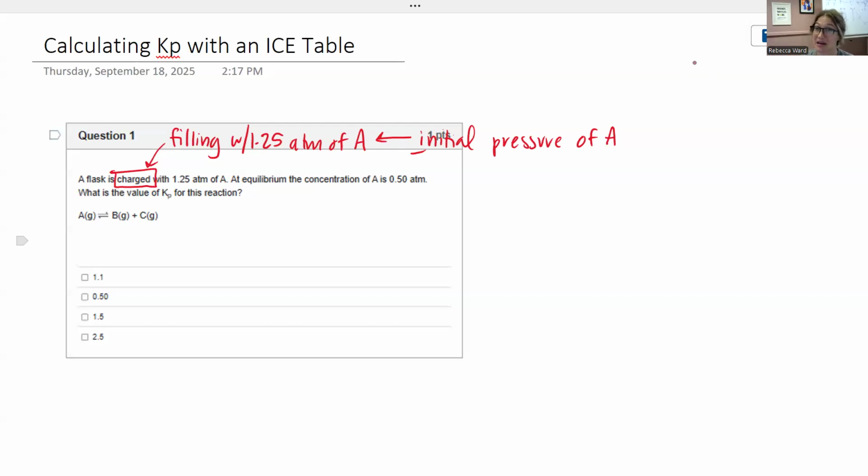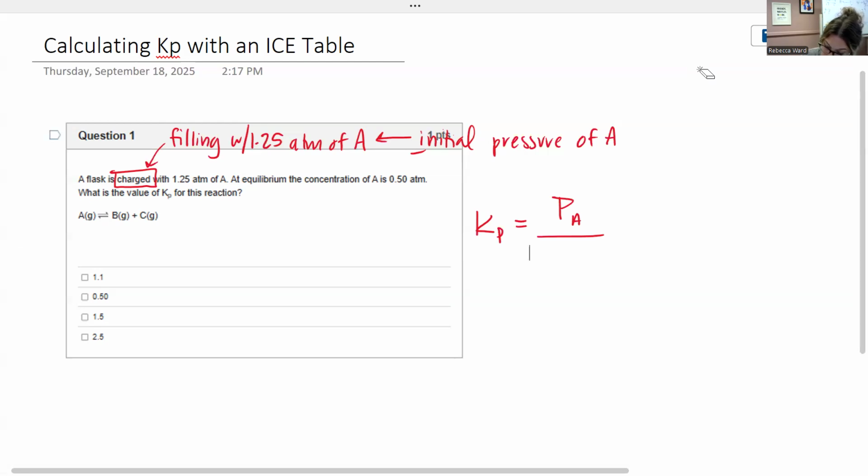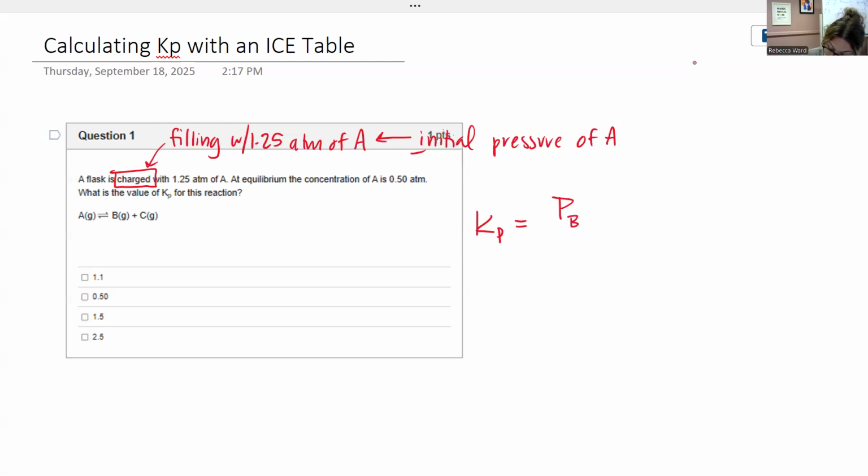All right, so we're given an initial pressure, and as soon as I see that, I'm like, oh, okay, that's my I in the ICE table. This is probably leading me down to setting up an ICE table. The second piece of information we get is that the equilibrium concentration of A is 0.5 atmosphere. And the question is, what is the value of Kp for this reaction? So if I want to calculate Kp, I need the partial pressure of B and the partial pressure of C divided by the partial pressure of A.